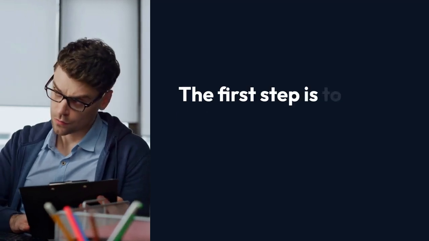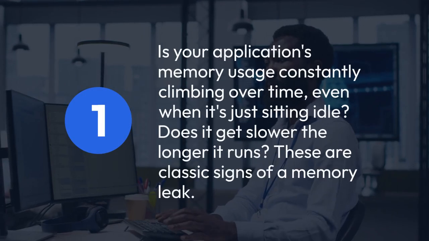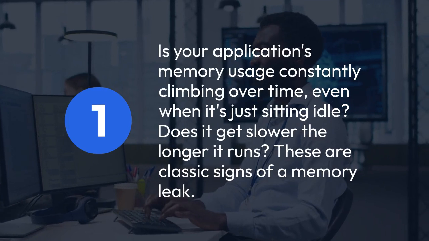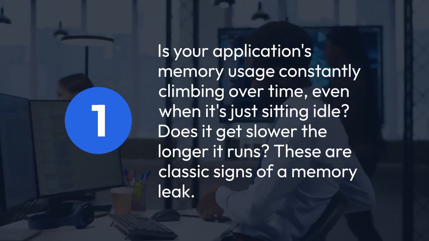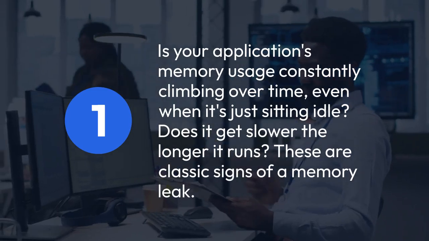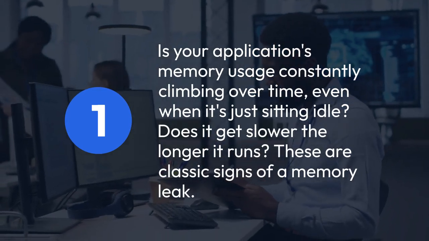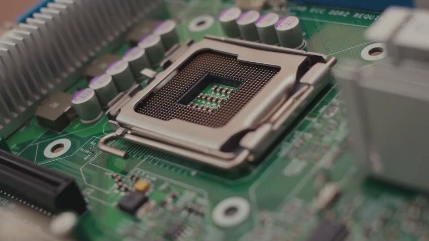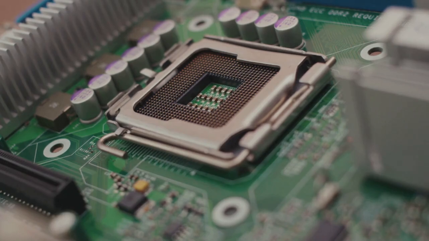The first step is to observe the symptoms. Is your application's memory usage constantly climbing over time, even when it's just sitting idle? Does it get slower the longer it runs? These are classic signs of a memory leak. To confirm your suspicion, you need to use a memory profiler. These are powerful tools that watch your program run and track every single piece of memory that gets allocated.